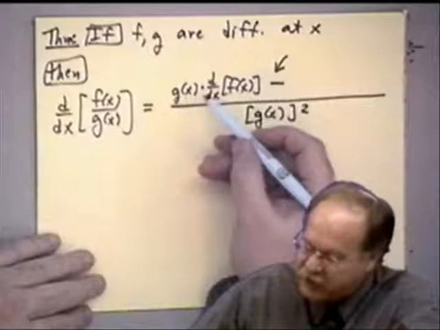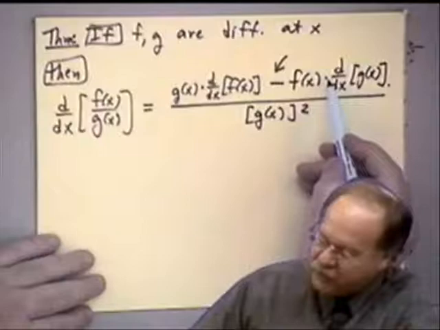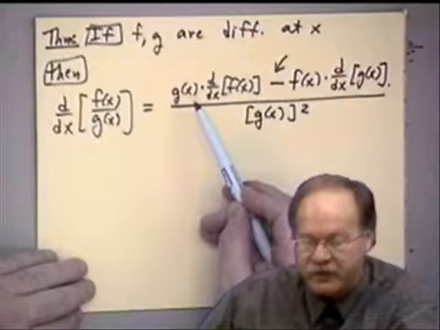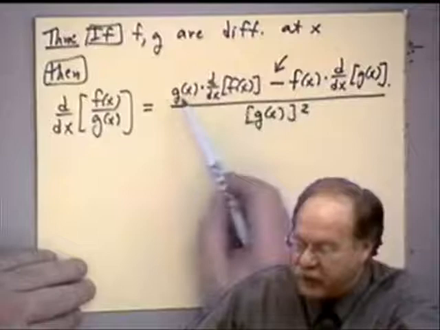Just as in the product rule, it's f of x times the derivative with respect to x of g of x. So the two expressions here are the same as in the product rule, but you have to remember which one goes first because there's a negative sign in between. And the way I remember it, as I say, is if it's f over g, the g comes down and gets squared, and then the g is what starts off the top. And then you can know which one comes first, and then you put the subtraction in there.